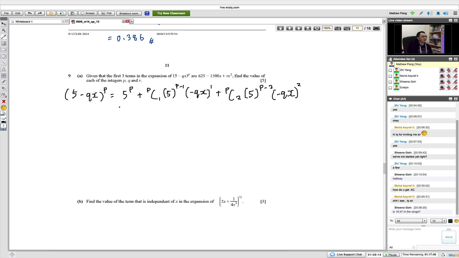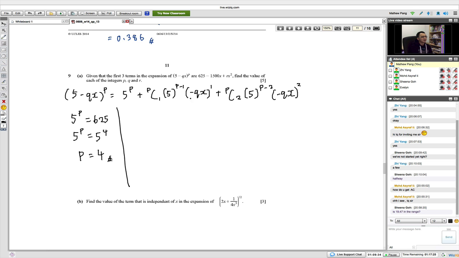1, 2, 3. Alright, so obviously 5 power of p will give me 625. I know p equals 4, but I will work it out. So 5 power of p equals 625, so 5 power of p equals 5 power of 4. So p equals 4. Alright, then I will solve the second one.